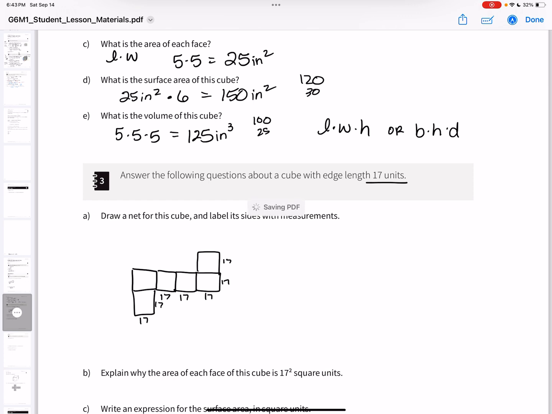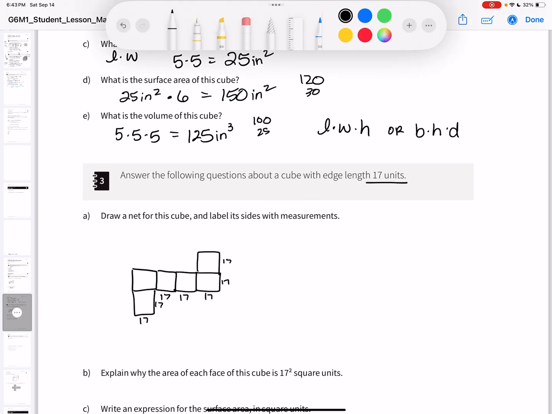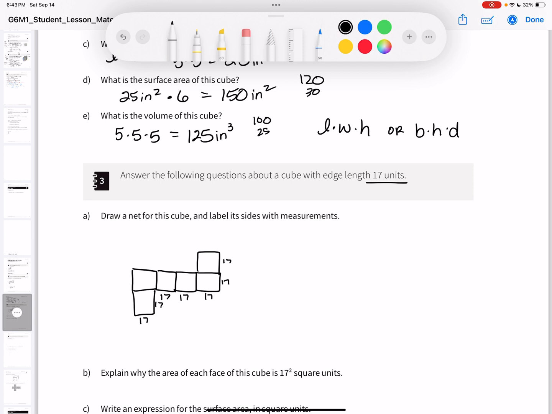And it's choosing to save my PDF right now, which means I can't write. But it's the same exact measurement or net every time. Okay? So let's write 17.